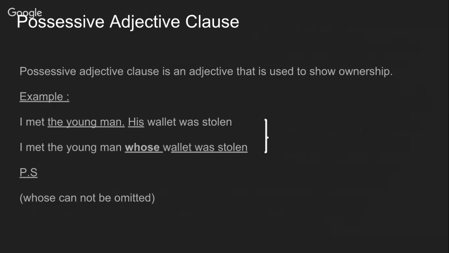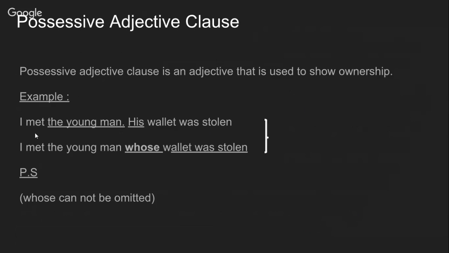The next one is possessive adjective clause. What is possessive? Possessive, it means you own something. Yeah, the ownership of something. So I have this ukulele. Oh, you cannot see, but I have this ukulele. Well, actually, I borrow it.